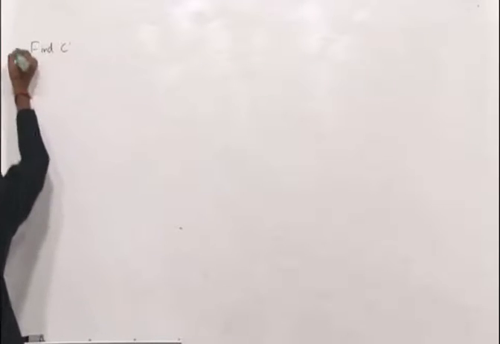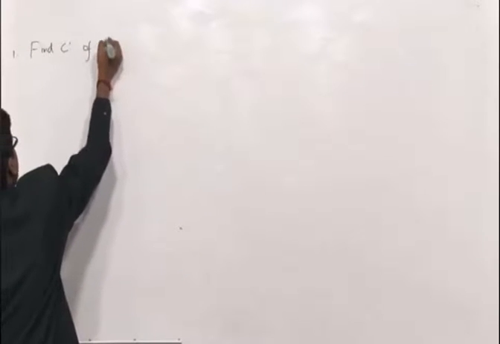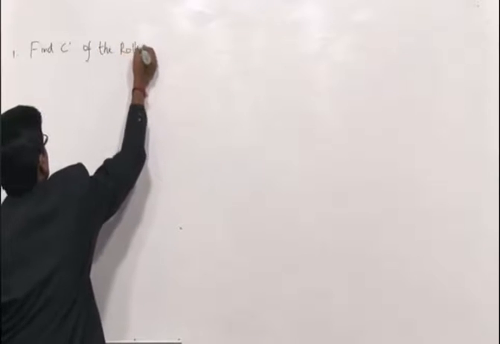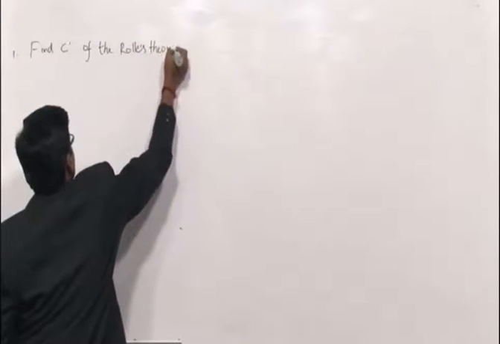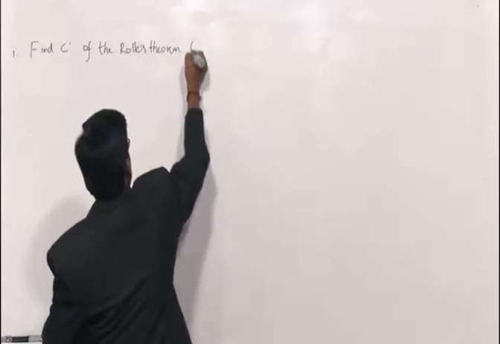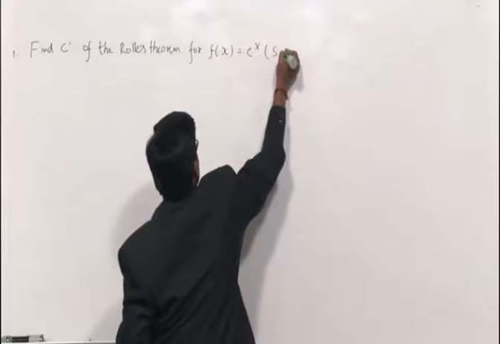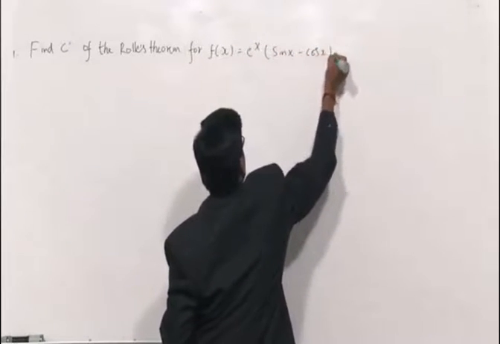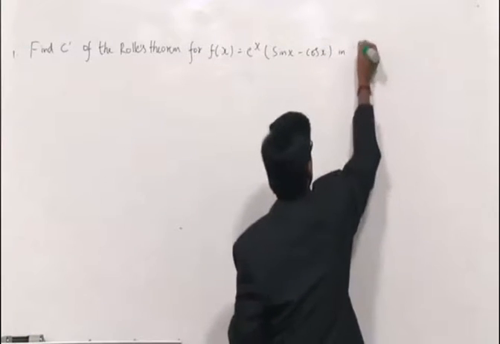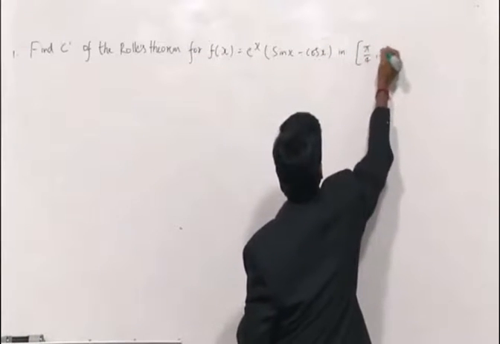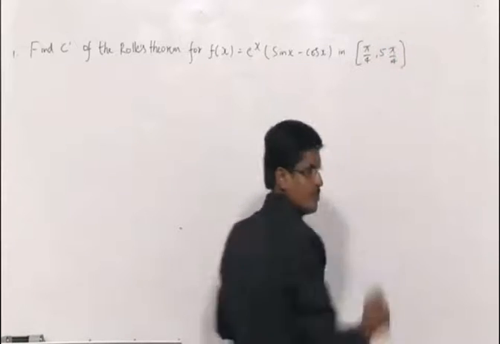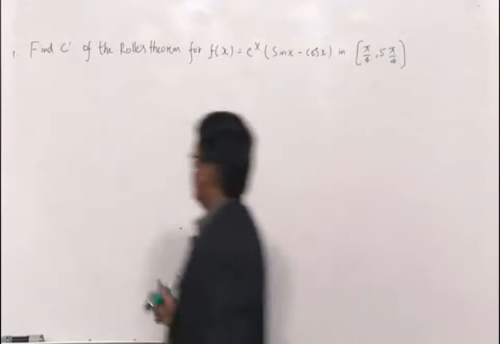One problem I'm going to do. Find C of the Rolle's theorem for f(x) = e^x (sin x − cos x) in the closed interval [π/4, 5π/4]. Solution.